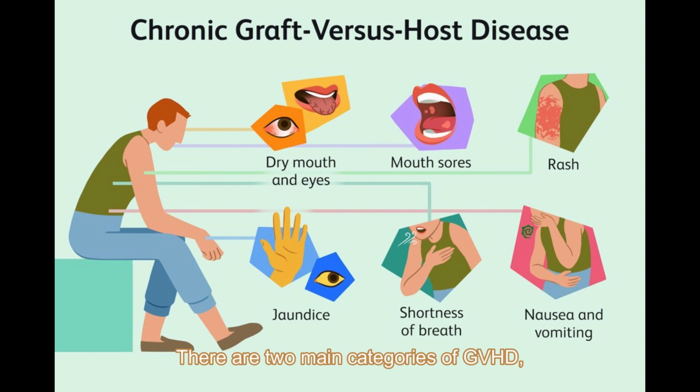There are two main categories of GVHD: acute graft-versus-host disease and chronic graft-versus-host disease. Each type affects different organs and tissues and has different signs and symptoms. Patients may develop one type, both types, or neither type.